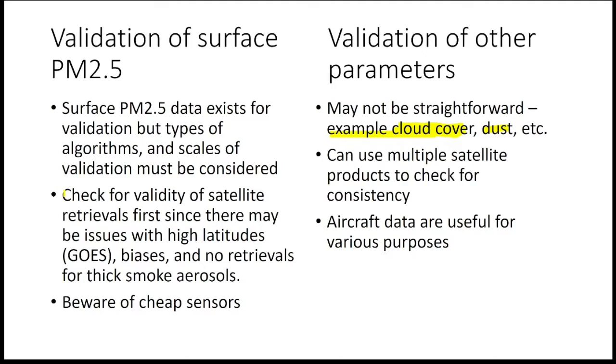So some caveats. Whenever using satellite retrievals, it's really important to make sure. If you're using GOES data, for example, at high latitudes, because of the oblique viewing angles, the retrievals are not as accurate as closer to the equator. And there are biases in satellite retrievals, so need to be careful with that. And some satellites actually struggle to provide retrievals of very, very thick smoke aerosols because they think it's clouds.